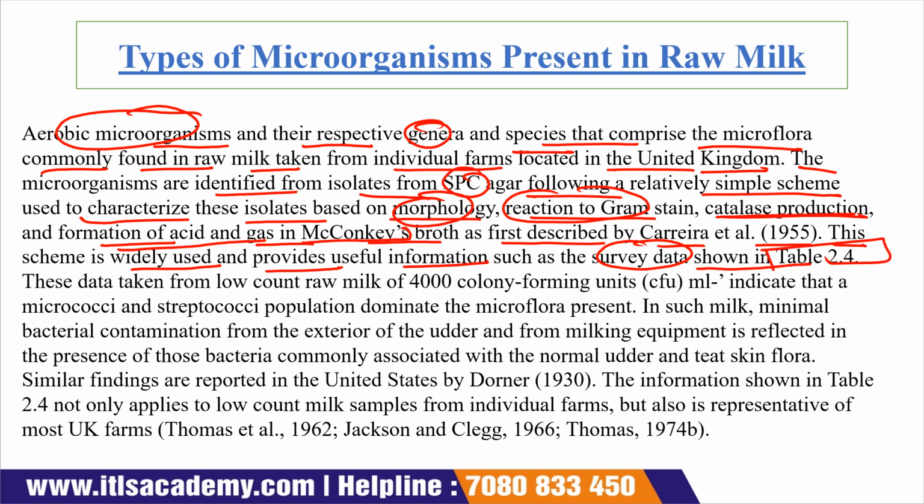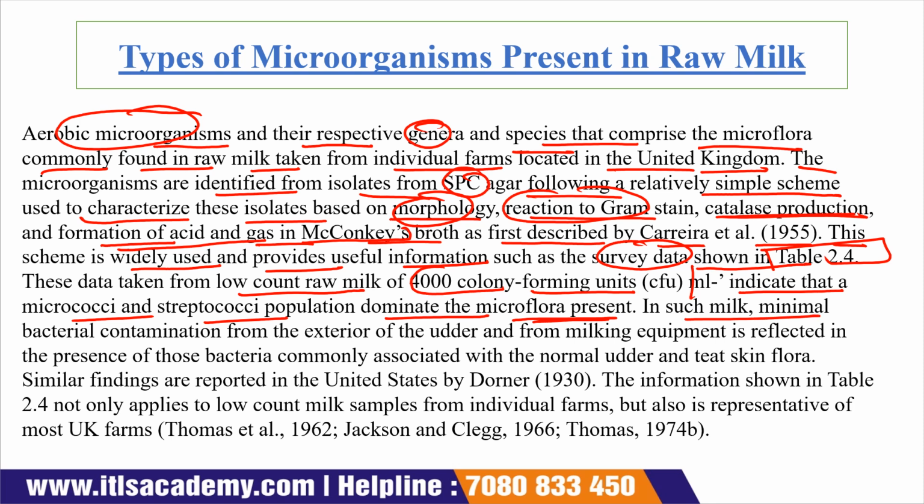This data is taken from low count raw milk that can form around 4000 colony forming units per ml, which indicates that micrococci and streptococci populations dominate the microflora present. So in that condition, the micrococci and streptococci are dominant in the total microflora of the milk.